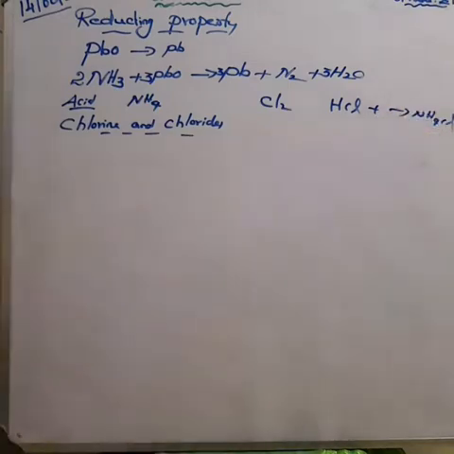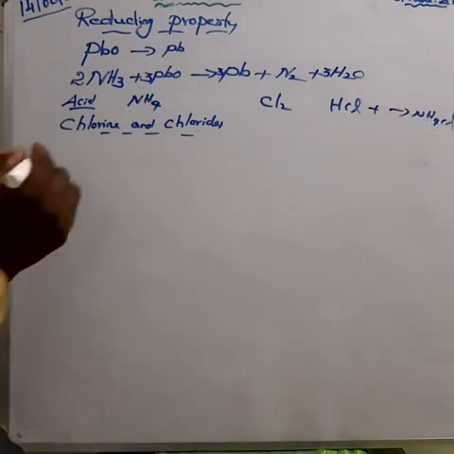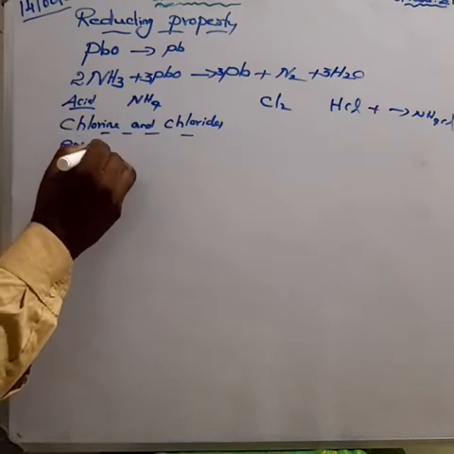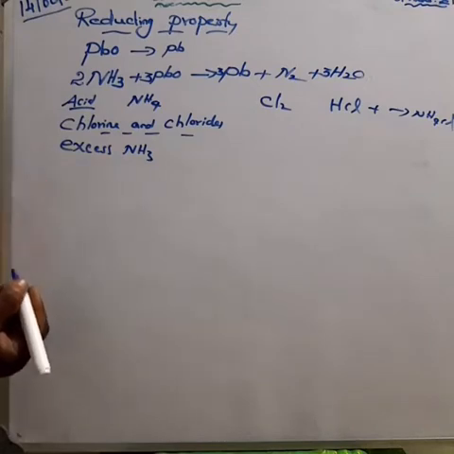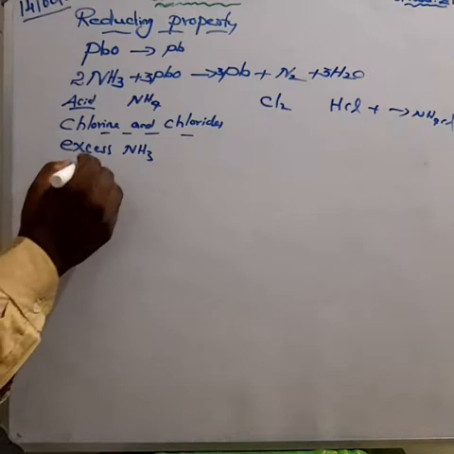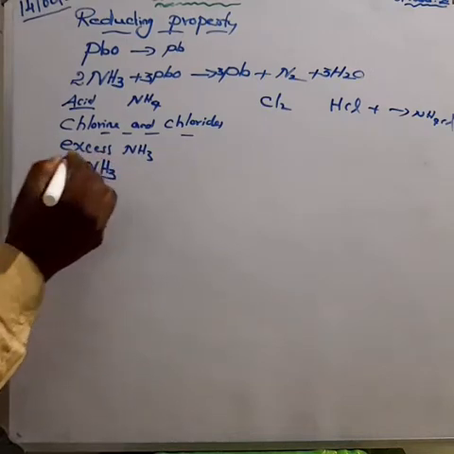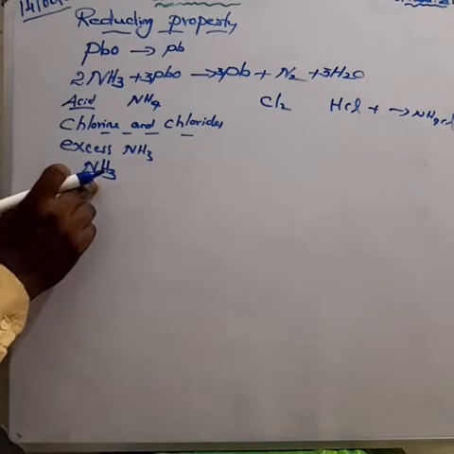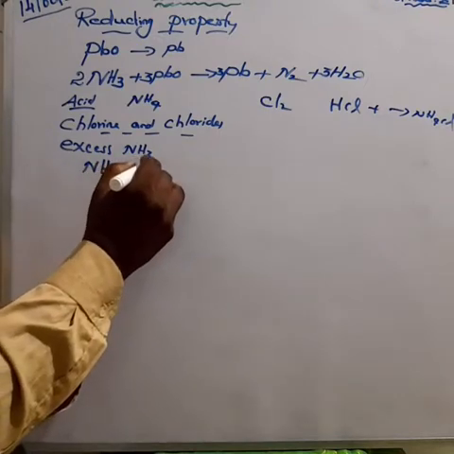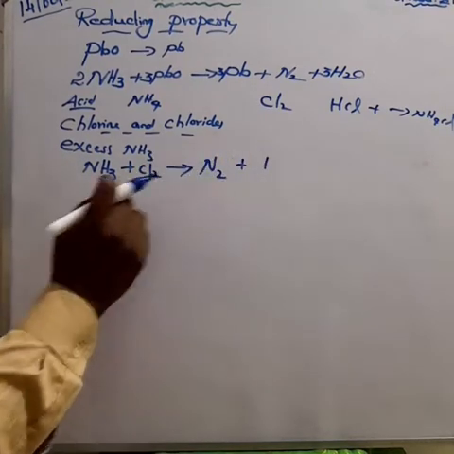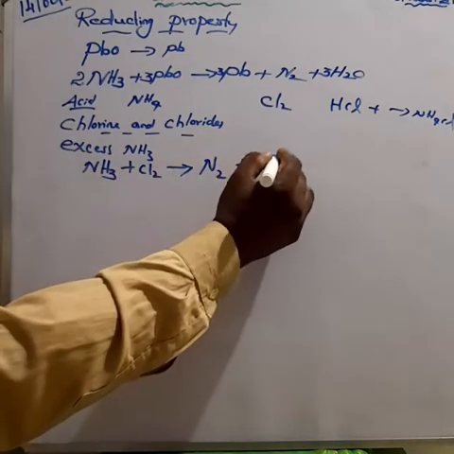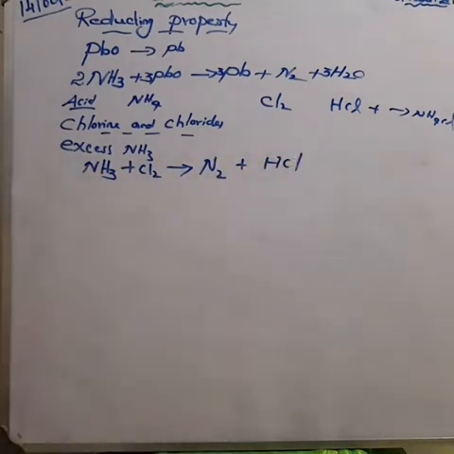These reactions are under different conditions. One is with excess ammonia. Excess ammonia reacts with chlorine to form ammonium chloride. First, we have to write the equation. Ammonia, NH3, reacts with Cl2, chlorine, and we get dinitrogen, and the hydrogen combines with the chlorine to give hydrochloric acid.